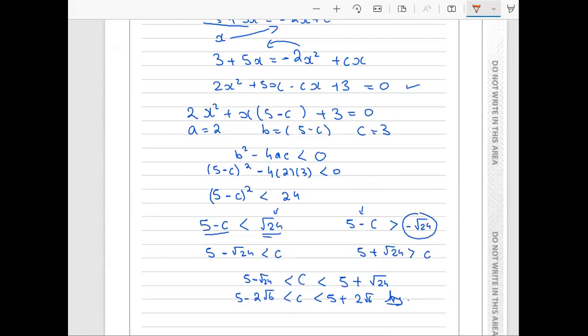Did you understand this concept? Whenever you are finding the range in case of inequalities, the change of sign. Yes, now I got it.